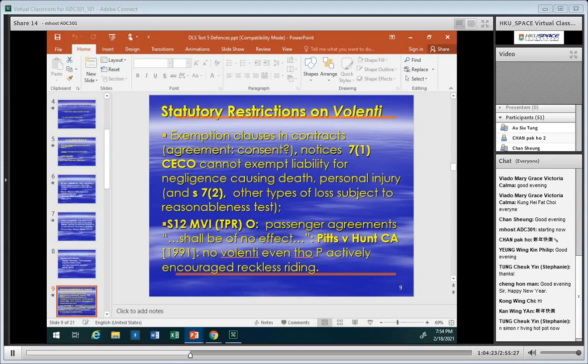So if you're a car driver and you're driving along and you want to give somebody a lift, and you say to them, I'll give you a lift providing you agree not to sue me if there's any sort of accident, well, such an agreement shall be of no effect. Valentine will not work as a defence involving a vehicle on the road. It has to be a vehicle on the road.